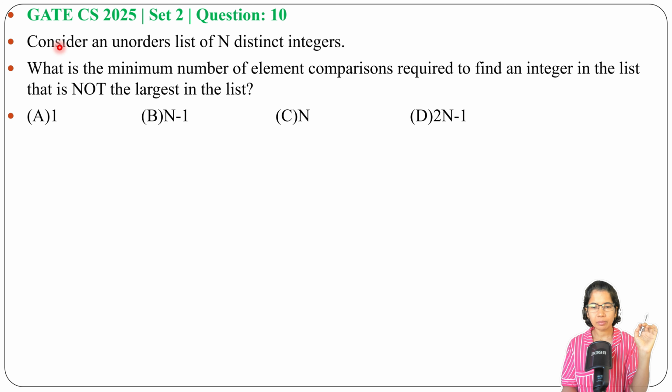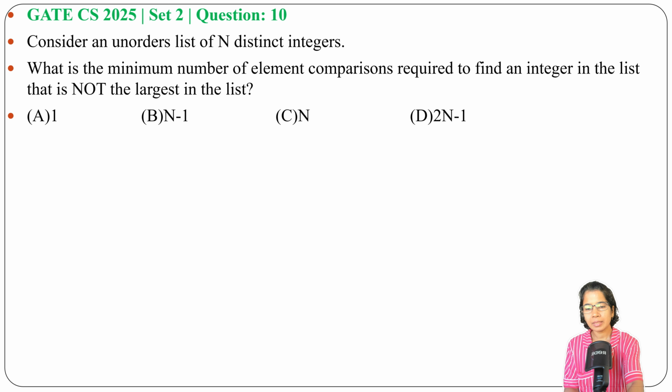Hey students, let's solve one previous question of linked list data structure. This question was asked in GATE CS 2025 set 2, question number 10. Consider an unordered list of n distinct integers. What is the minimum number of element comparisons required to find an integer in the list that is not the largest in the list? And 4 options are given.